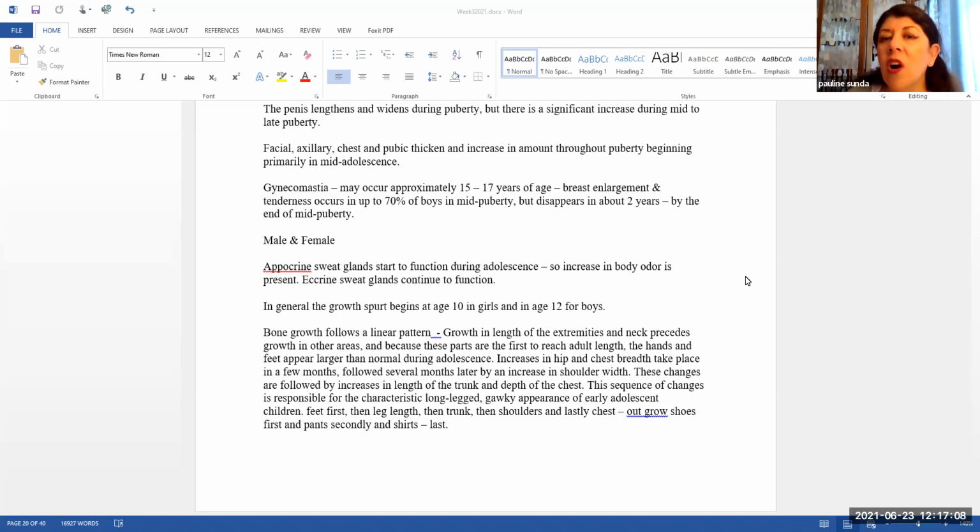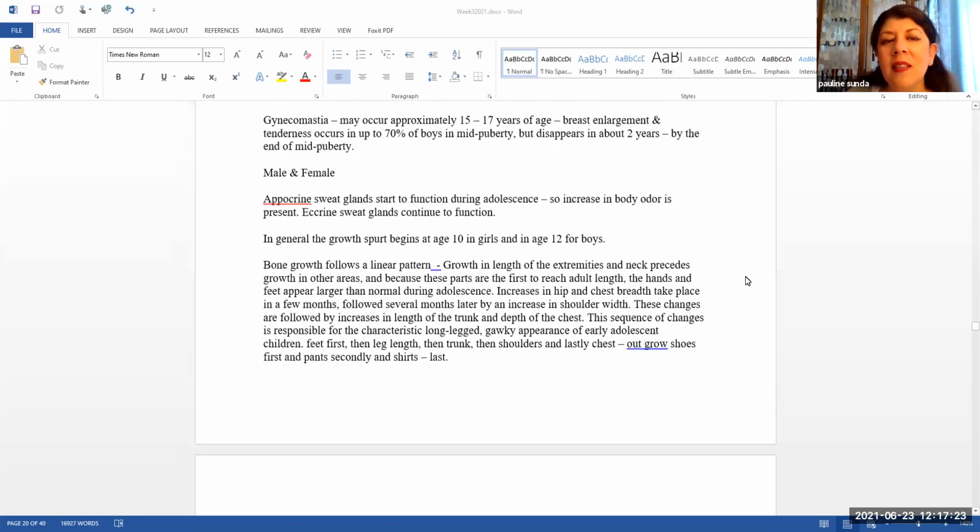And please note, there are two boxes in your textbook that address the sequence of puberty changes for both males and females. So you're going to want to take a peek at that. These are things that apply to both. The apocrine sweat glands start functioning during adolescence, so you're going to notice an increase in body odor. The eccrine sweat glands continue to function.